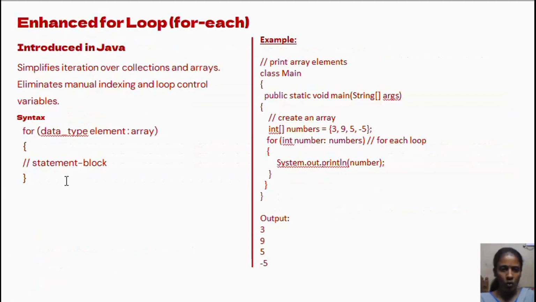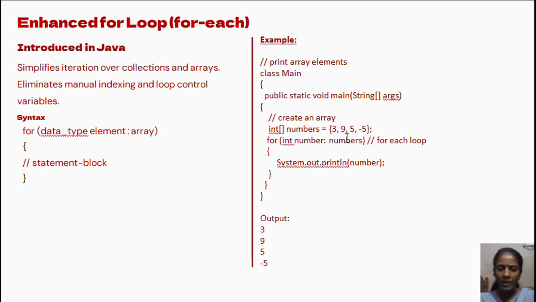Then the enhanced for loop. Here is the syntax for the enhanced for loop: data type, element, colon, array. Let us see one example here. Here we have an array, numbers equal to 3, 9, 5 and minus 5. These are the elements in the array. Then for int number colon numbers. So in the array numbers, we have the values 3, 9, 5 and minus 5.